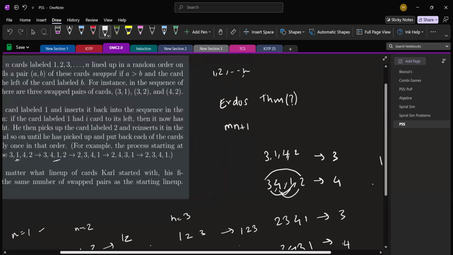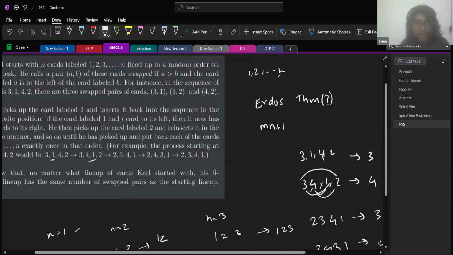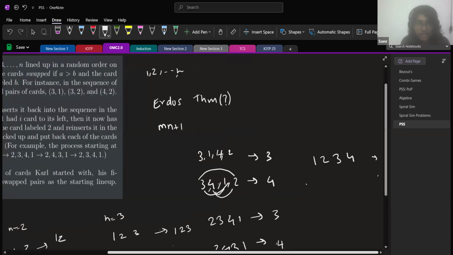Okay. Yeah, and then you have to show that the number of inversions at the start is the same as the number of inversions at the end. Yes, 1, 2, 3, 4 does not have any swapped pair, but you have to show that the number of inversions is the same.